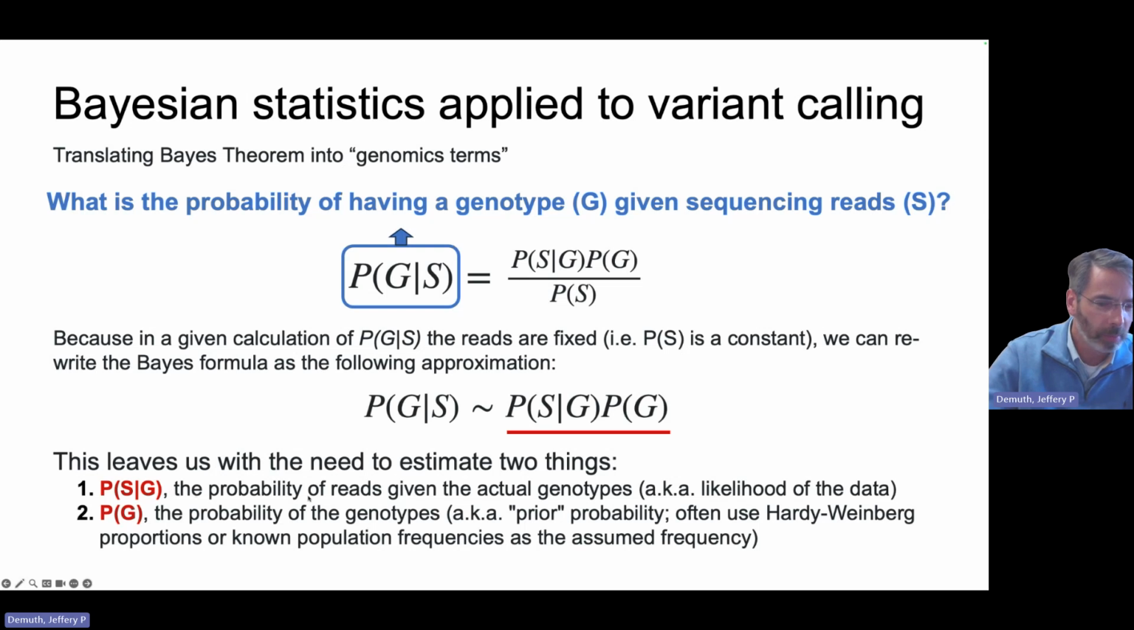And so then just in English, the probability P(S|G) is the probability of the reads given the actual genotypes. Like what's the likelihood of getting those reads given the actual genotypes, right? You're saying, well, we don't know the actual genotypes. Well, so what's the probability of the genotypes? The probability of the genotypes, in Bayesian statistics, is the prior. So what's the prior probability? And I'll show you, we can use Hardy-Weinberg, or we can use known population frequencies to get a probability for any given genotype at a certain position.